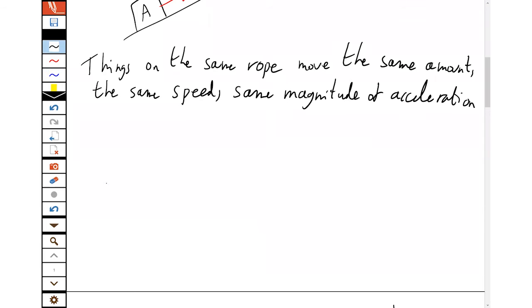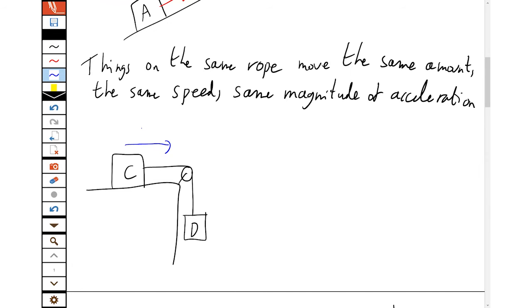A classic example, if we have two more blocks, C and D, we can see now, if C moves 2 meters to the right, D will move 2 meters down. So they move the same distance, the scalar amount, but the vector, the displacement, is different. So we just remember to take account for that when we look at it.